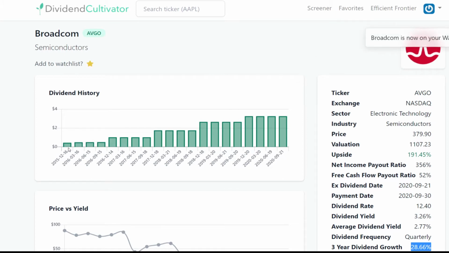different stocks you're watching. But as you can see here, it started out at 44 cents in 2015, and then it has just been going up ever since then. $1, then it went to $1.75, then it went to $2. Now it's up to $3. Like this is some insane dividend growth for sure.